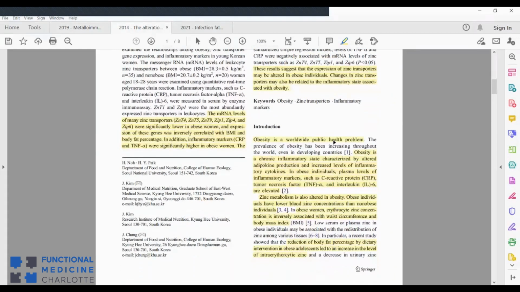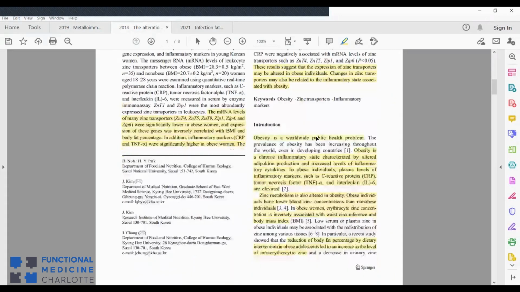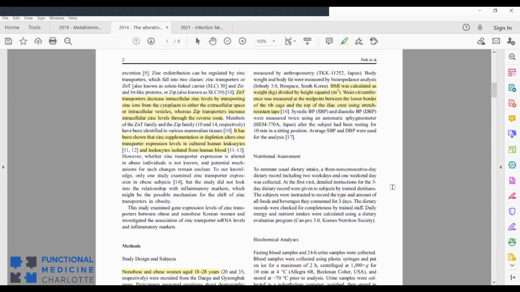Obesity is a worldwide public health problem. Interesting. Because if we think about recent events, just think about the association of obesity and metabolic derangement with outcomes, okay? Obesity is a chronic inflammatory state characterized by altered adipokine production and increased levels of inflammation. In obese individuals, C-reactive protein, TNF-alpha, and interleukin-6 are higher.